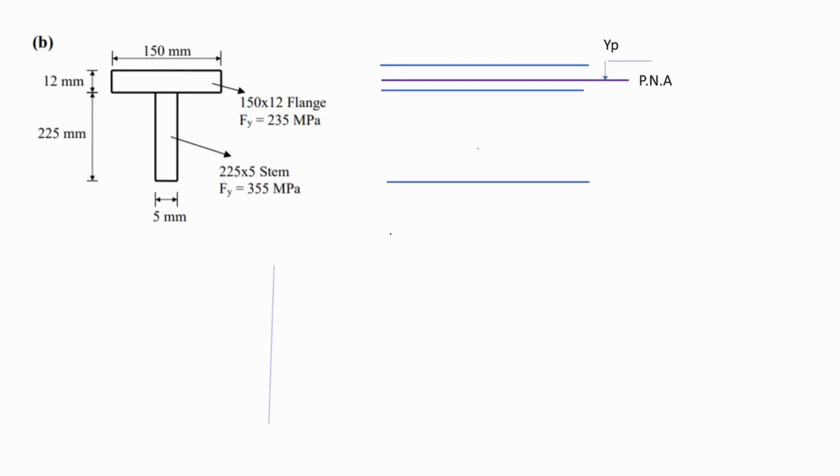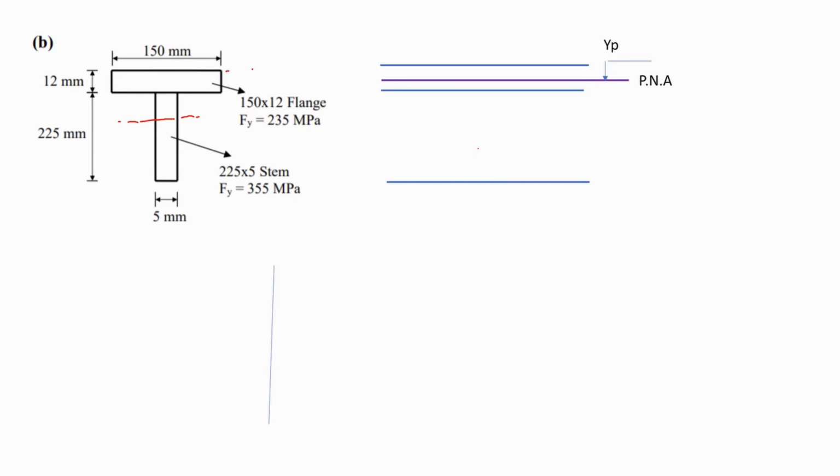So if we continue with the other part of the problem, part number B, same question. Here we have a T section. Again, I want to find the plastic moment about the strong axis. Therefore, I'm going to find it about this strong axis, the longitudinal one. So initially, as we did before, I have to draw my lines in order to draw the stress diagram.